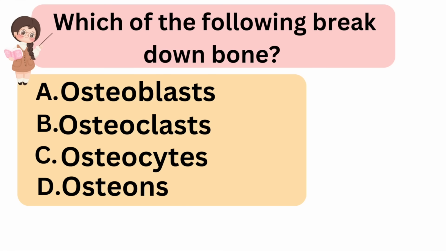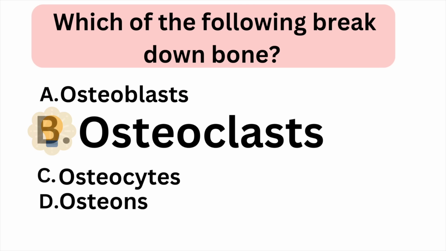Alrighty guys, question number 19. Which of the following breaks down bone? A, osteoblasts, B, osteoclasts, C, osteocytes, or D, osteons? Our answer here is osteoclasts.